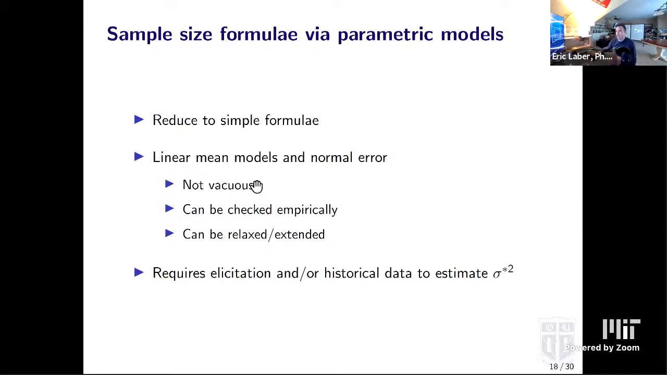It's not vacuous. You can construct generative models for which this holds. And you can check if the model was reasonable after you've run the trial. And it can be relaxed to any smooth parametric model. But it also requires elicitation of this sigma star, or historical data to estimate it or to get an upper bound, which is not trivial.